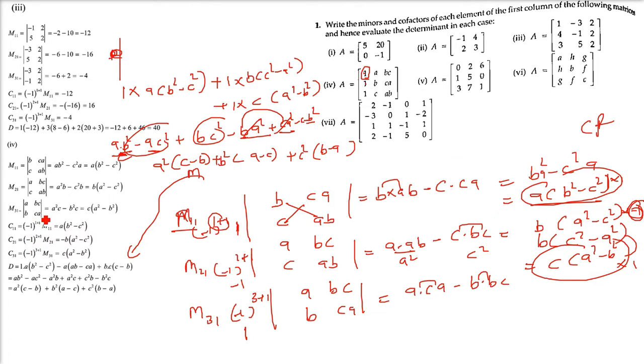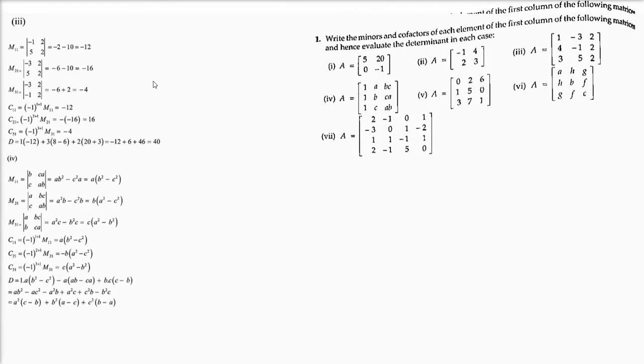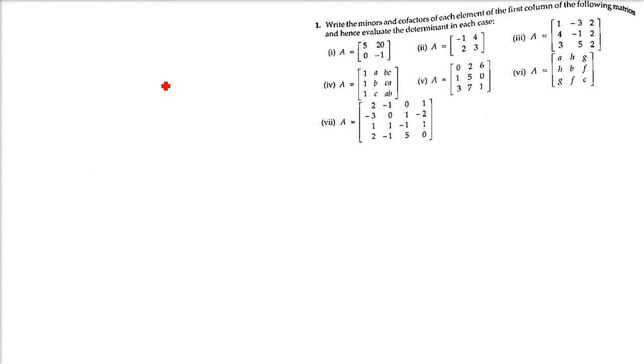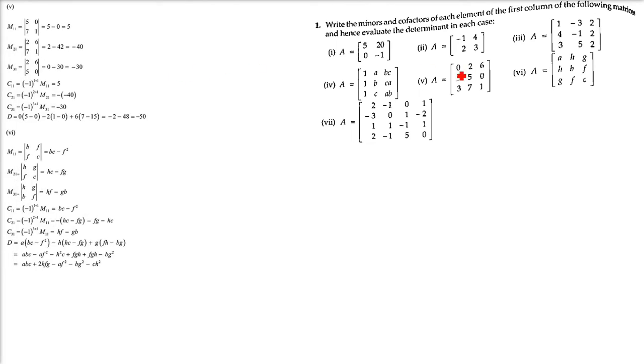So please remember, cofactor, once you have found out, you don't have to worry about the sign. But if you are doing it with minors, then always you have to worry about the sign, because everywhere it has to be minus or positive depending upon minus 1 to the power i plus j. This I hope you will be able to do.